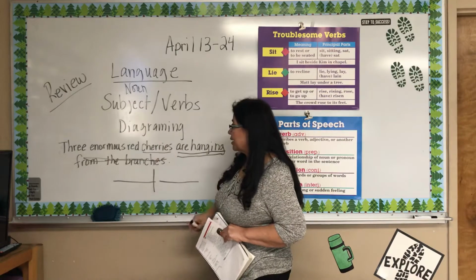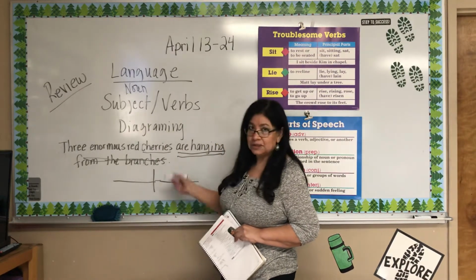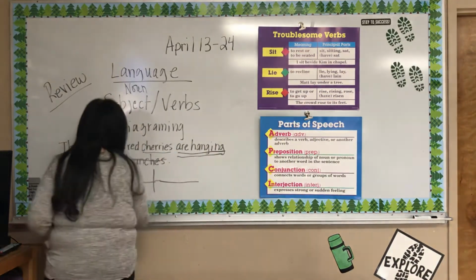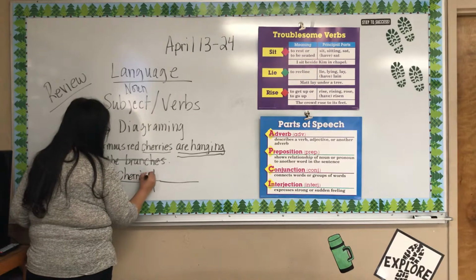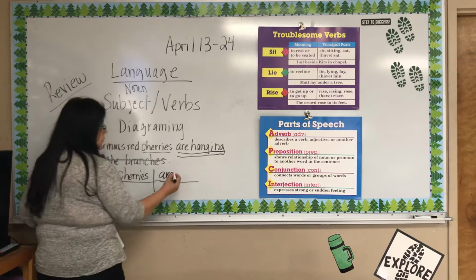Now, to diagram it, you're going to do your diagramming. This is one way of doing a simple diagramming. You put your subject over here, which is cherries, and your verb on this side there. What are the cherries doing? They're hanging.